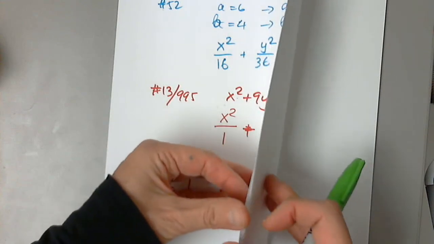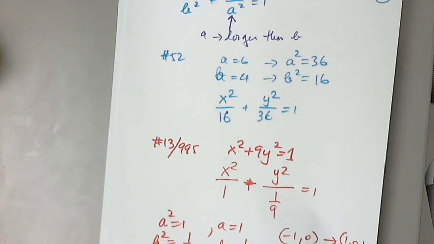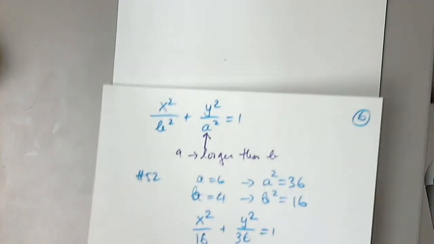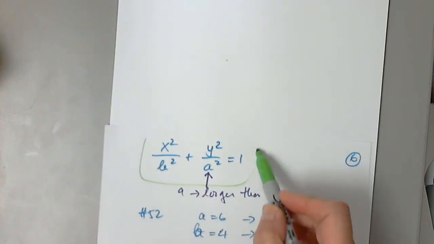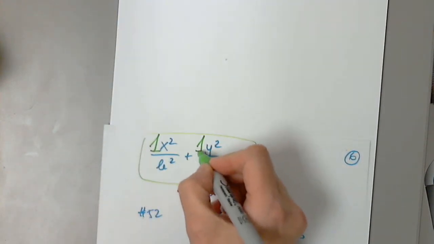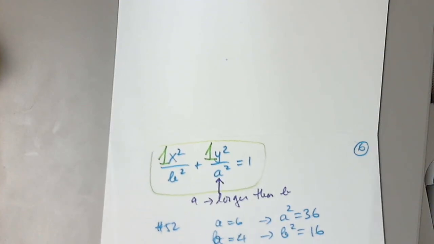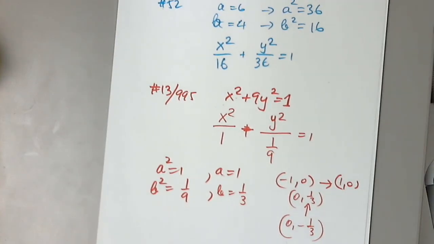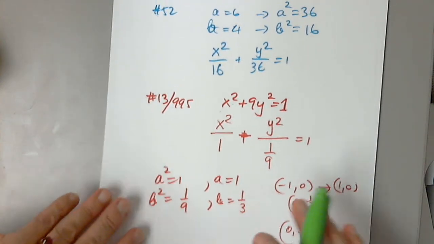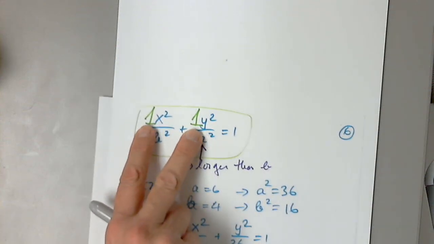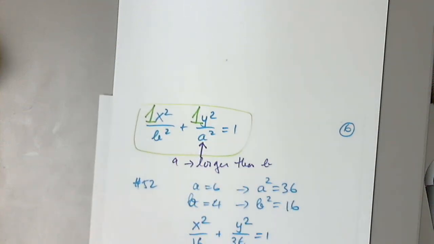Yes, please. Why did you say like 1 over 9? Where did that come from? Because this is the standard equation, and I have to have 1, and I have to have 1. If I don't have 1 in front of x squared or parentheses with x, and 1 in front of y or parentheses with y, I cannot identify correctly a and b. I can identify correctly a and b only if these numbers are 1. That's the standard form, yes.